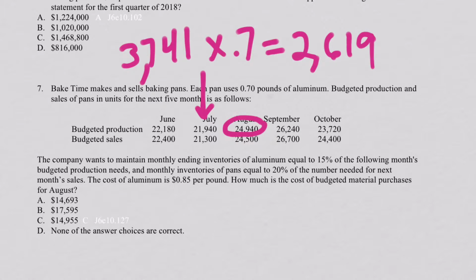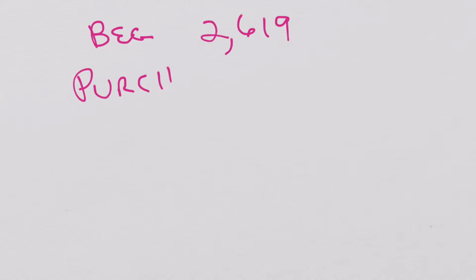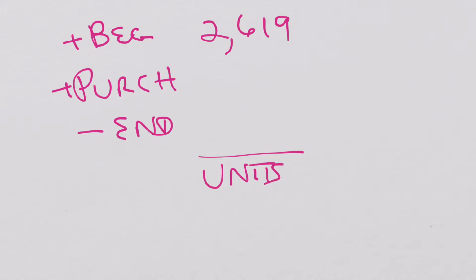So I'm going to set up, one second here, an in-between sheet, blank paper, so we can write in the formula. All right, so our beginning inventory is 2,619, which is what we just calculated. So it's going to be beginning plus purchases minus ending, equals units sold. Let's keep going.